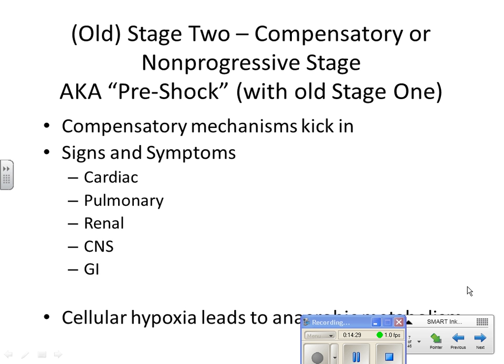So pulse is going to go up, blood pressure is going to start to go down, urinary output's going to decrease, maybe a little bit of CNS changes because of lack of oxygen, and slower GI motility.